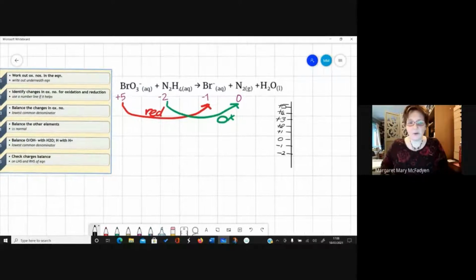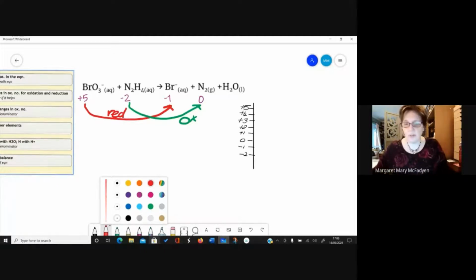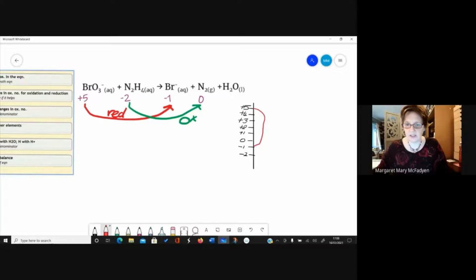And then have a look at what is going on. So in our reduction, we are going from +5 to -1. So here we see the oxidation state is going from +5 to -1. And that represents a change of 1, 2, 3, 4, 5, 6. So that represents a reduction in oxidation state of -6.